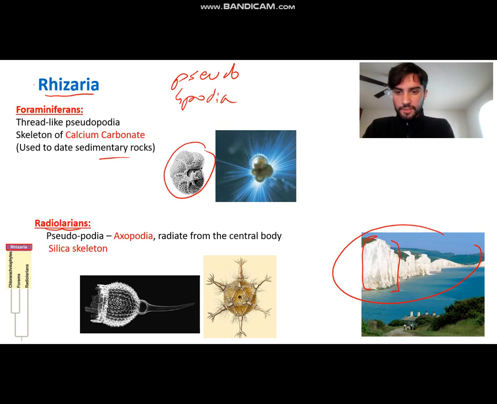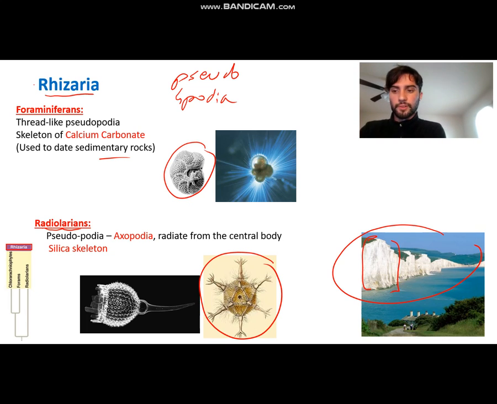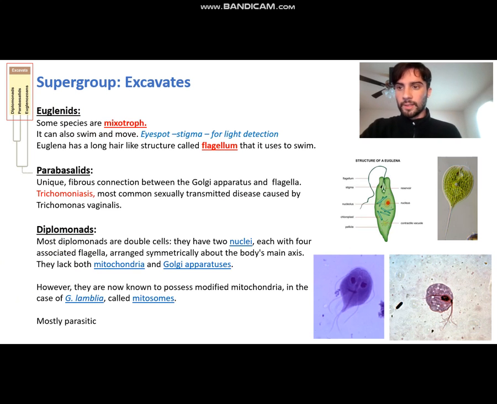Radiolaria, we have these, I think, very cool structures, and they also have pseudopodia that are called axopodia, but instead of calcium carbonate they have a silica skeleton like the diatoms, made of glass. And also all of this is sedimenting at the sea bottom, like deep sea.